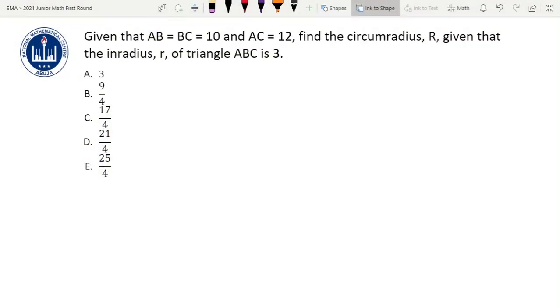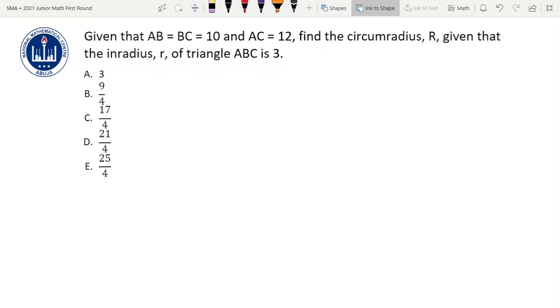In this video, we're going to solve question 22 of the 2021 Junior Mathematics Olympiad first round. We're told that we have a triangle ABC such that the two side lengths AB and BC are equal and they have the length 10, and then the length of side AC is 12. And we're asked to find the circumradius of this triangle given that the inradius is 3.